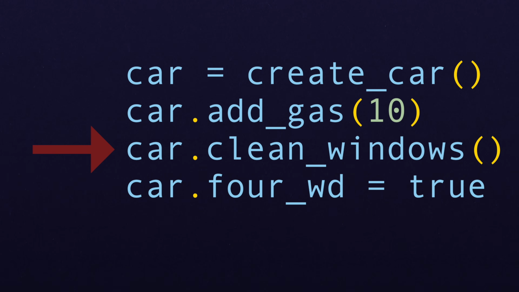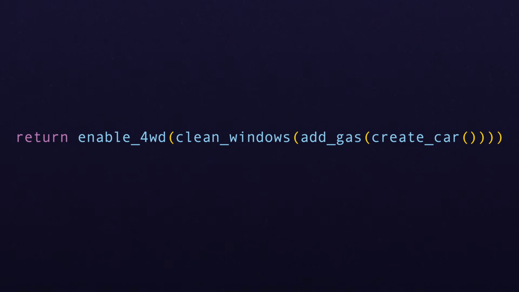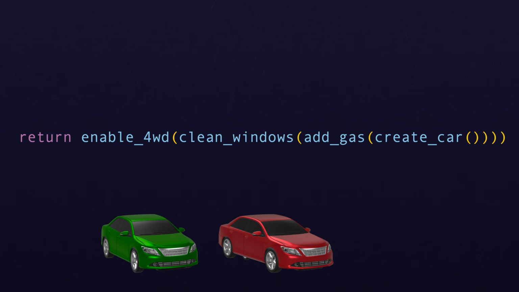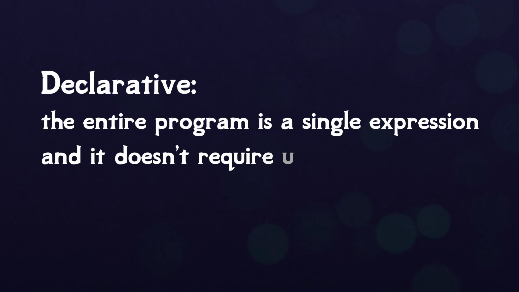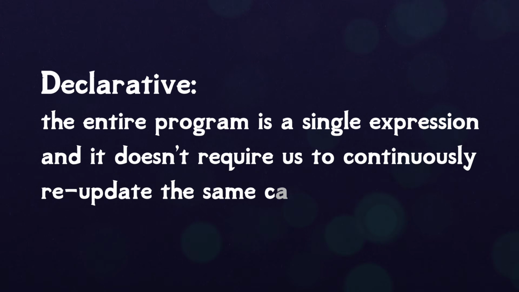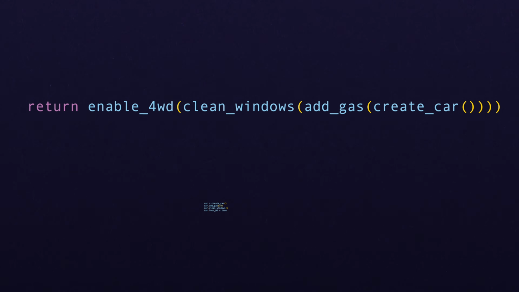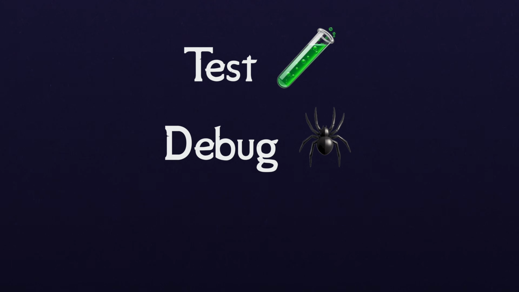A more functional approach would look something like this. Instead of changing the value of the car variable, we write functions that accept a car and return a new copy of the car with updated values. The big difference is that the functional example is declarative rather than imperative. The entire program is a single expression, and it doesn't require us to continuously re-update the same car variable. Now, it might feel like a trivial difference, but by never mutating the state of a variable, and by using nicely encapsulated functions, our code is actually easier to test, to debug, and to think about.